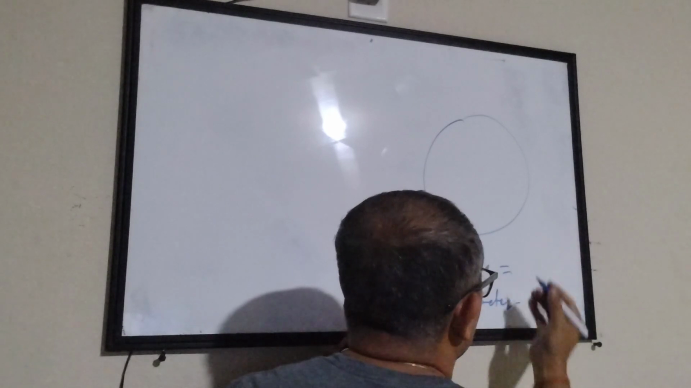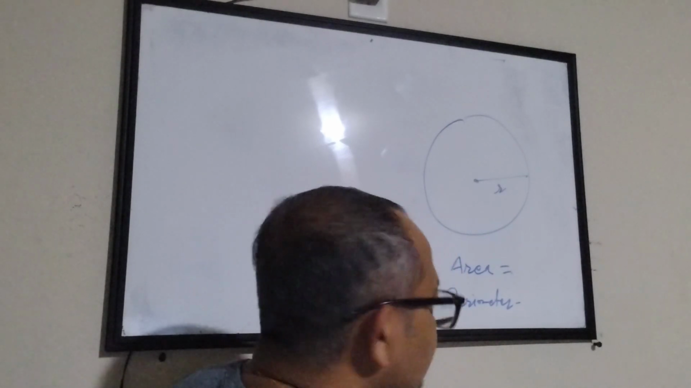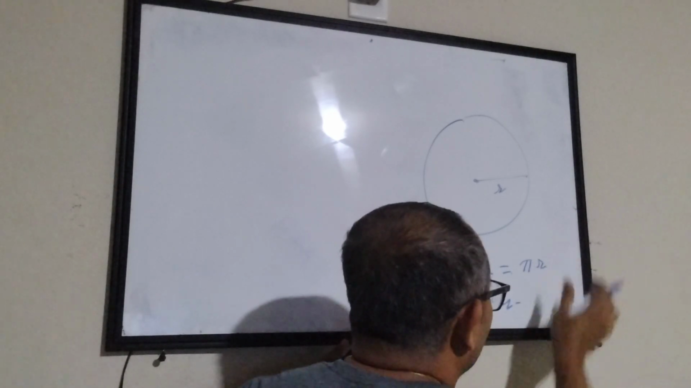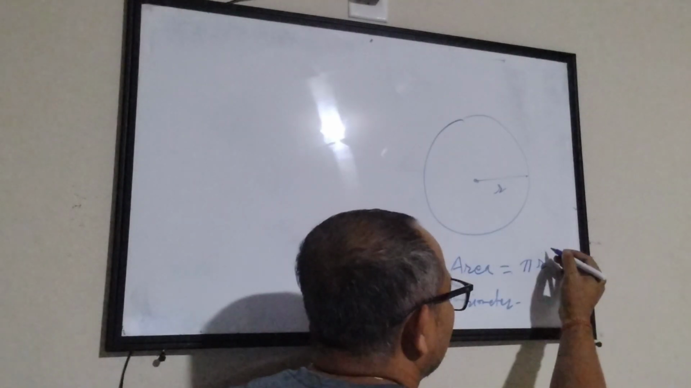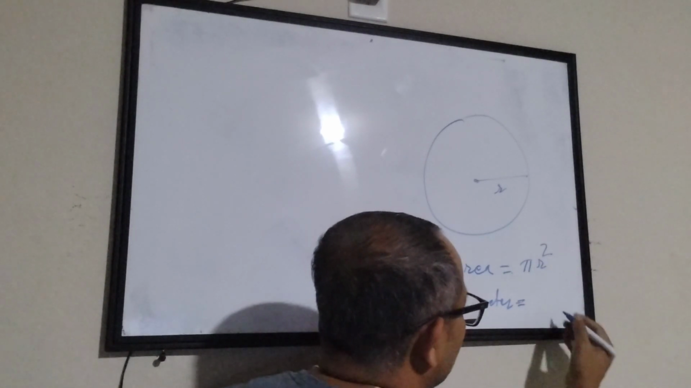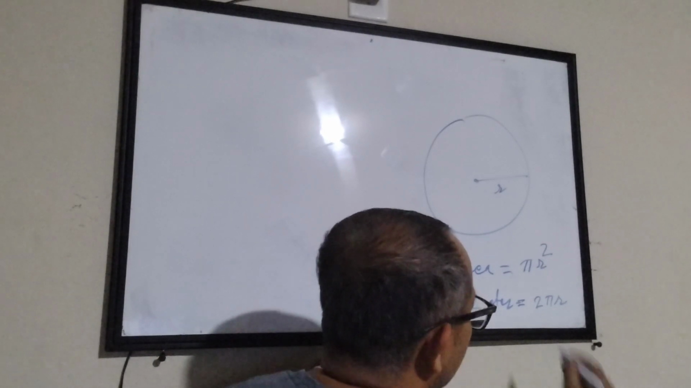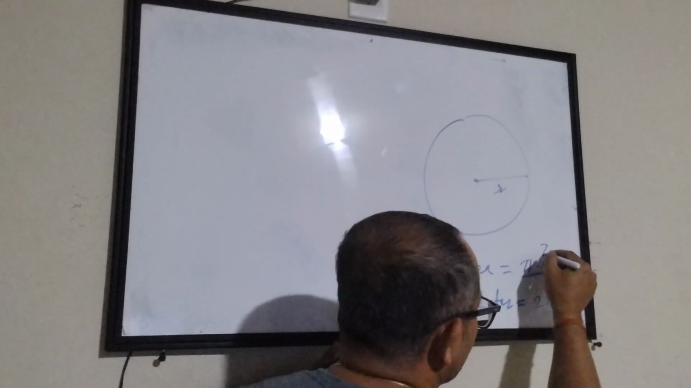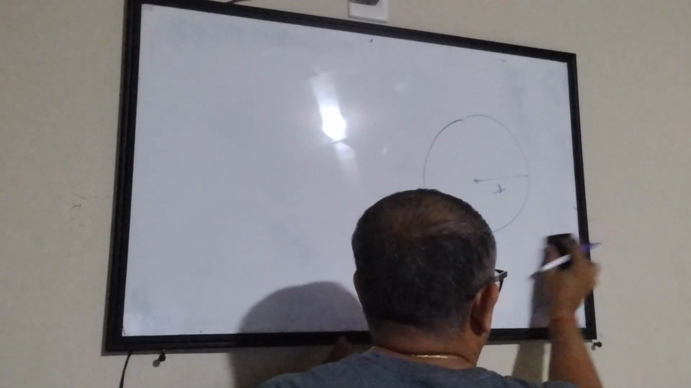Do you remember what is the area of a circle with radius r? Wait, let me think. I have given you some clue. Oh wait, you wrote it, just pi r square. Yes, pi r square. And what is the perimeter? 2πr. So pi r is common. In the case of area, the r goes here, and in the case of perimeter, the 2 comes here. I just had to touch upon that.